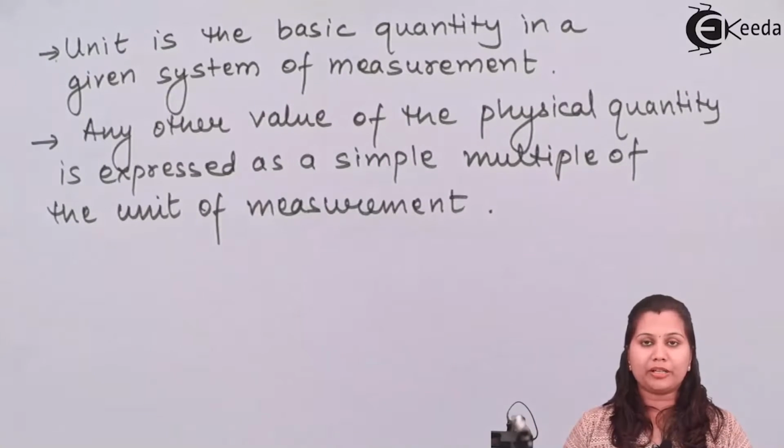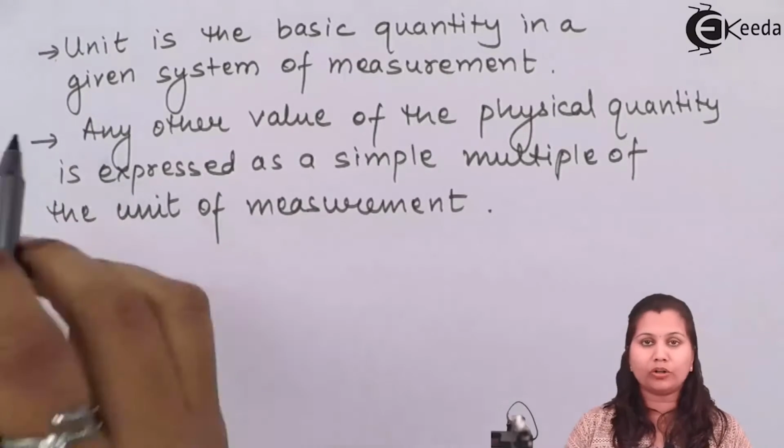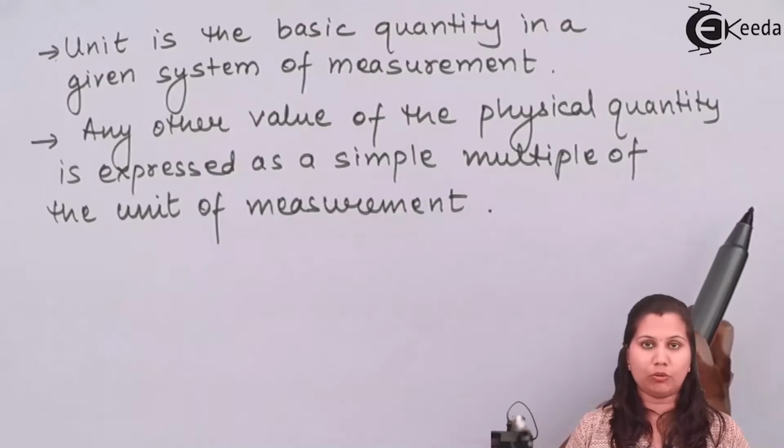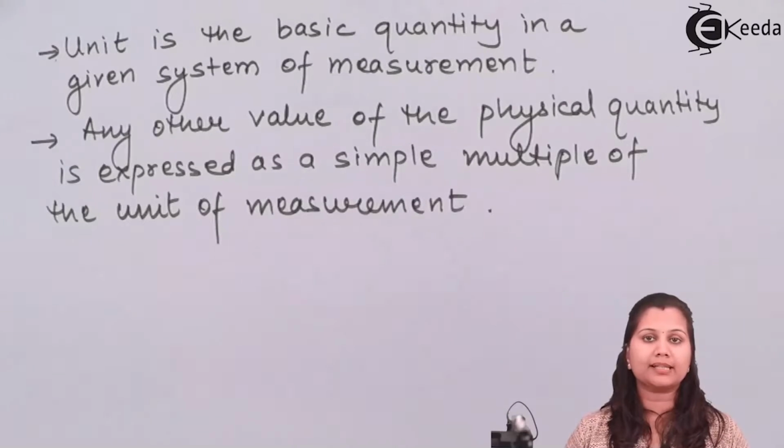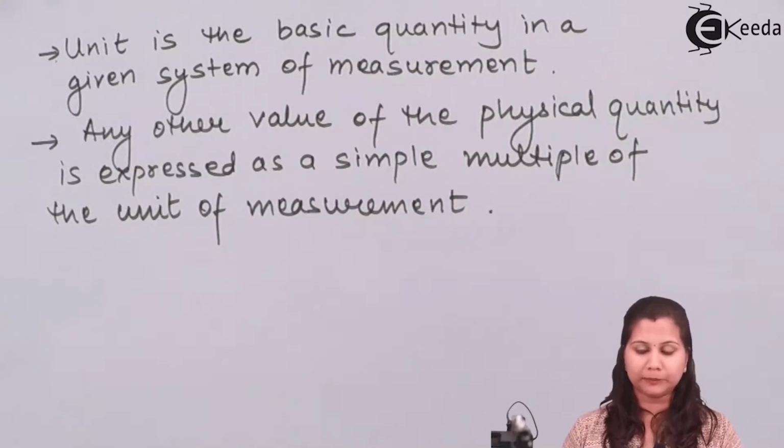Now, this unit of measurement can be used to express other quantities also. If we want to express any other value of the physical quantity, then that quantity will be some multiple of the basic unit of measurement. Like if we are measuring distance in meters, the distance between the two objects is 2 meters. So 2 is the multiple, the numerical value which we are providing, and meter is the basic unit. All the other physical quantities will be a kind of multiple of this basic unit.